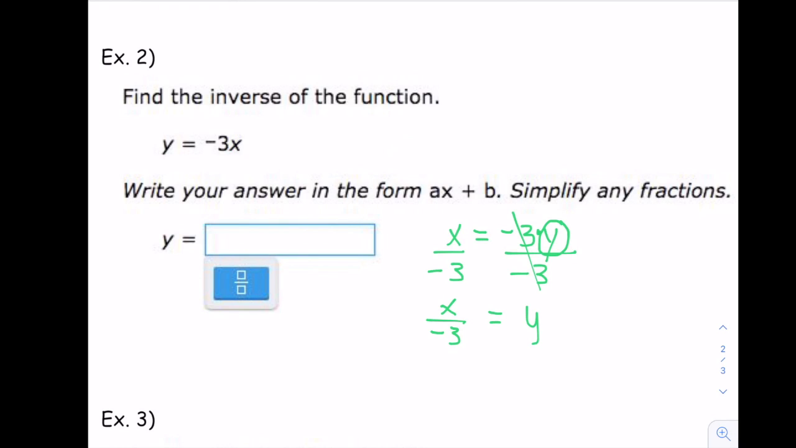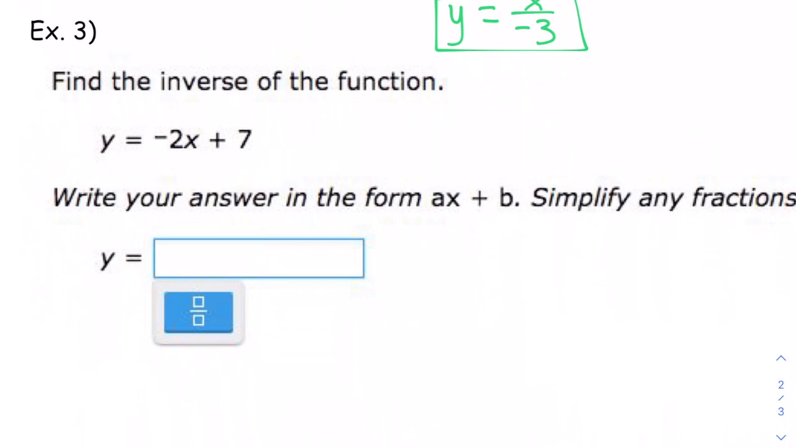Now I have y alone on the right, and I have x over negative 3. In order to get y on the left, I'm just going to swap the order of my equation. So everything on the right goes on the left, and everything on the left goes on the right. So x over negative 3 is my answer. In order to type that, I'm going to click this button. It will give me a little fraction setup, and on the top I'll put x, on the bottom I'll put negative 3.